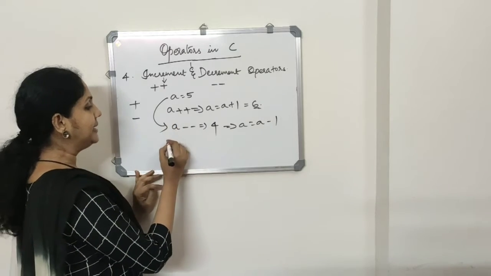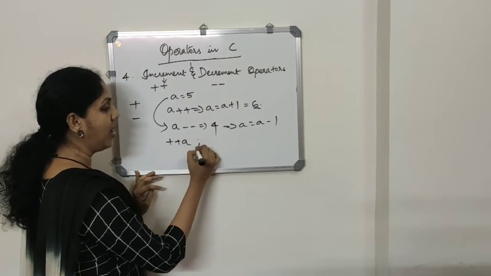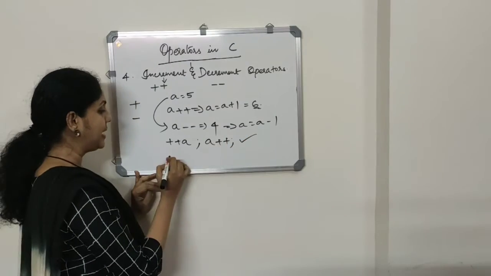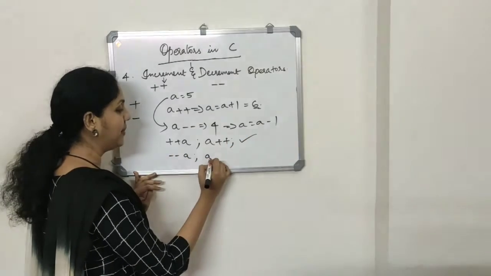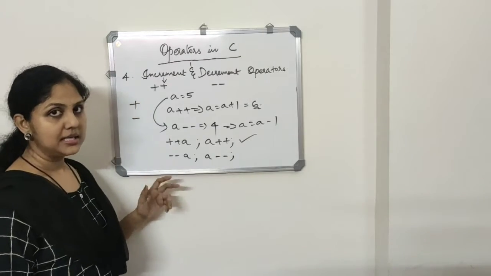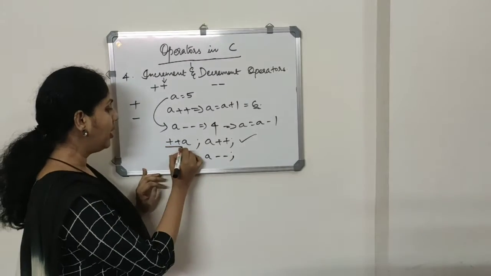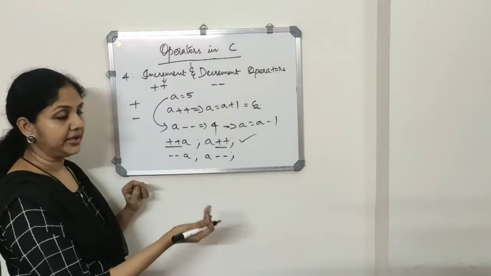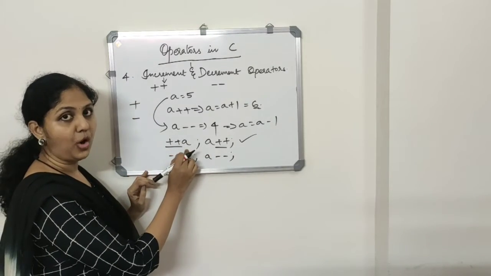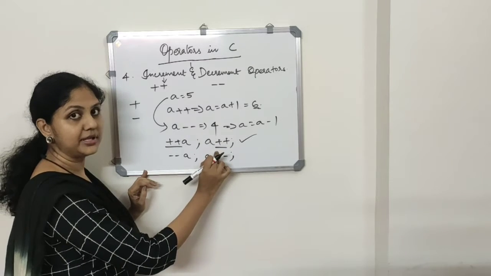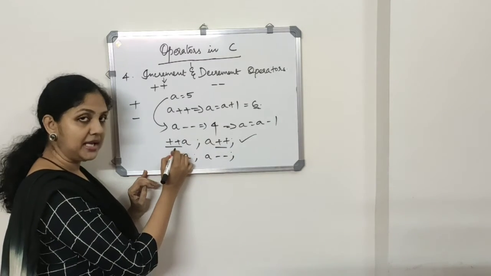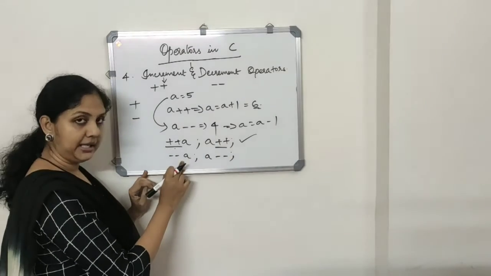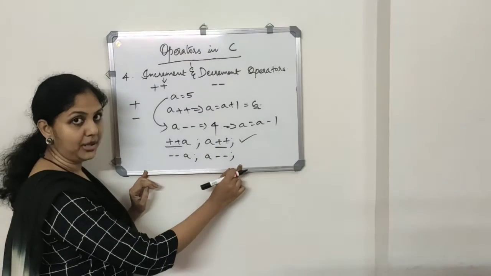Now, you can either give plus plus A or A plus plus. Both are the same. Again, minus minus A and A minus minus, both are the same. We call this a prefix operator and this a postfix operator. Pre comes before the operand, post comes after the operand. So this is the pre-increment operator, this is the post-increment operator, the pre-decrement operator and the post-decrement operator.